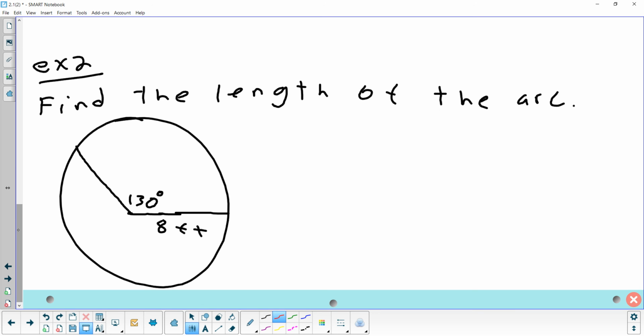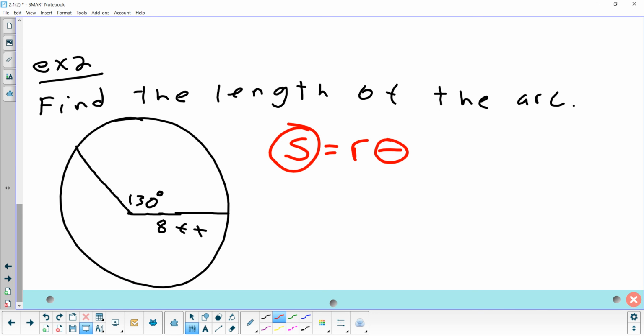Is that the S over? Yeah, it starts out S equals R and then the symbol. Yep, and that symbol, does anyone remember how you say that symbol? Theta, yes. So again, the problem is saying find the length of the arc, so we know S is the arc length, that's what we don't know. So everything else needs to be given to me.